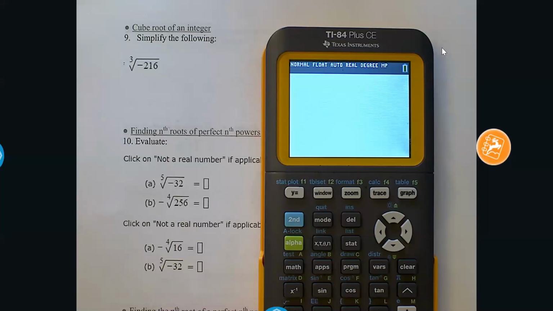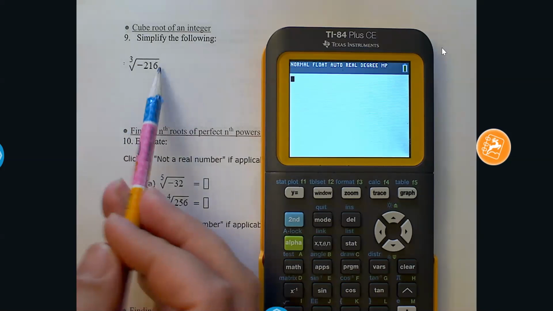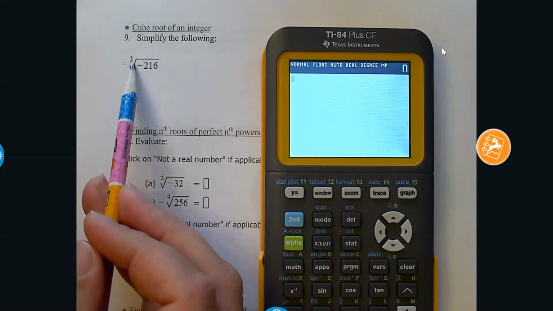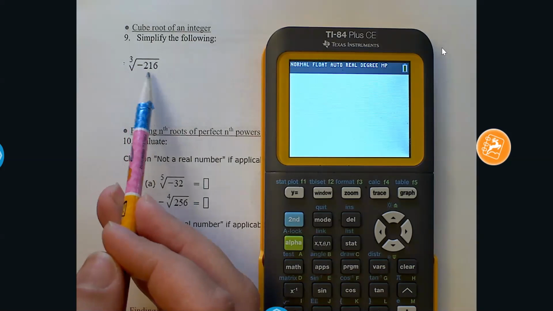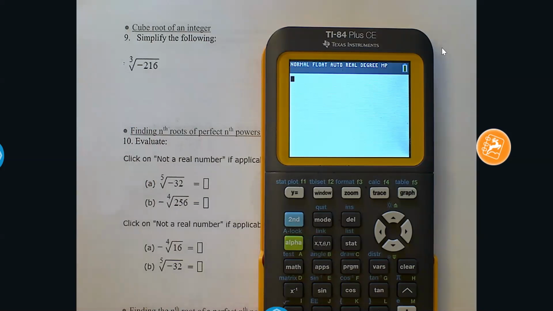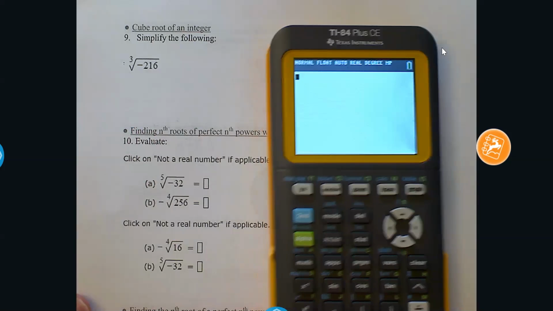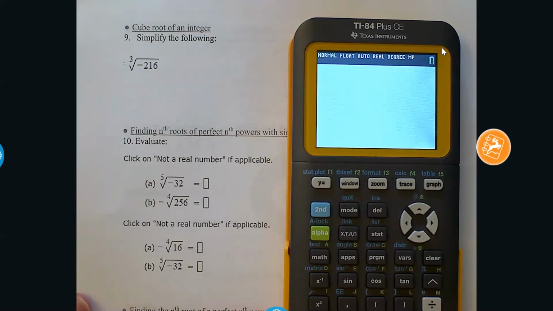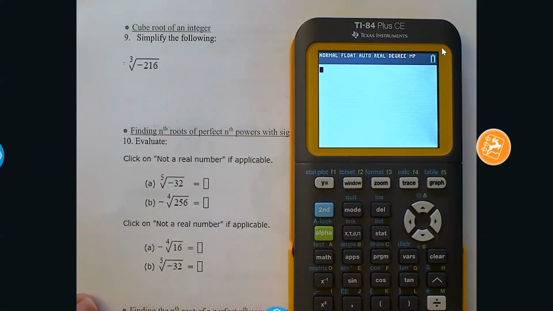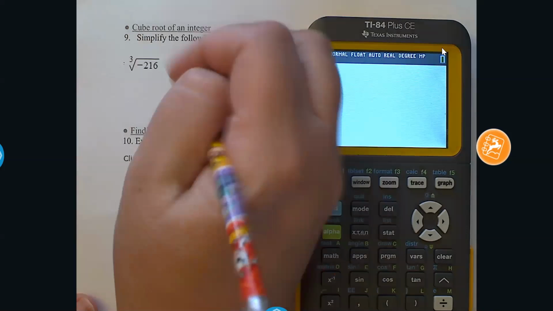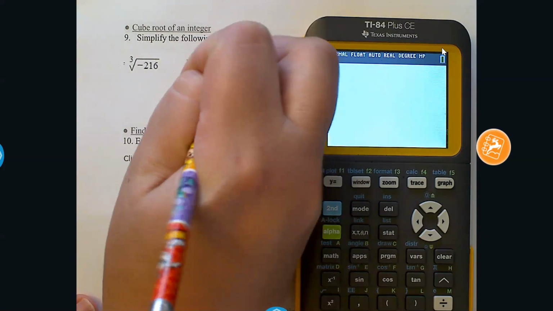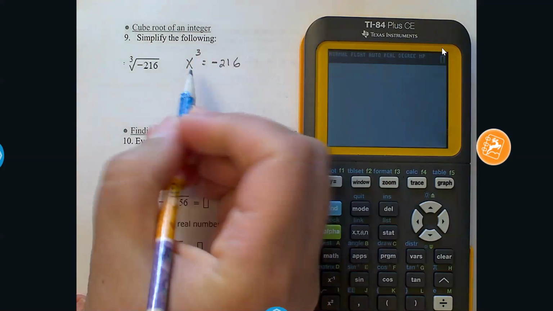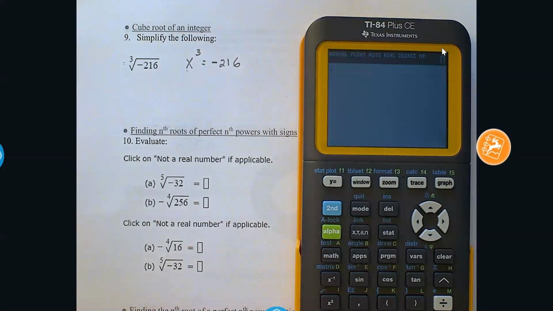Next, we're going to be talking about cube roots of an integer. You're going to notice in the first problem that we have the cube root. We have a 3 here. So that's the cube root of negative 216. So what we're really trying to do is figure out what number cubed, so what number to the 3rd power, x to the 3rd, when would that be negative 216? So what would that value of x be?